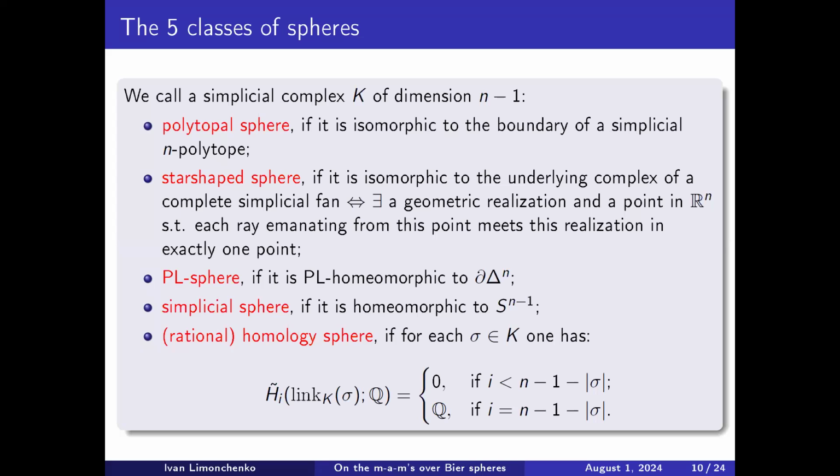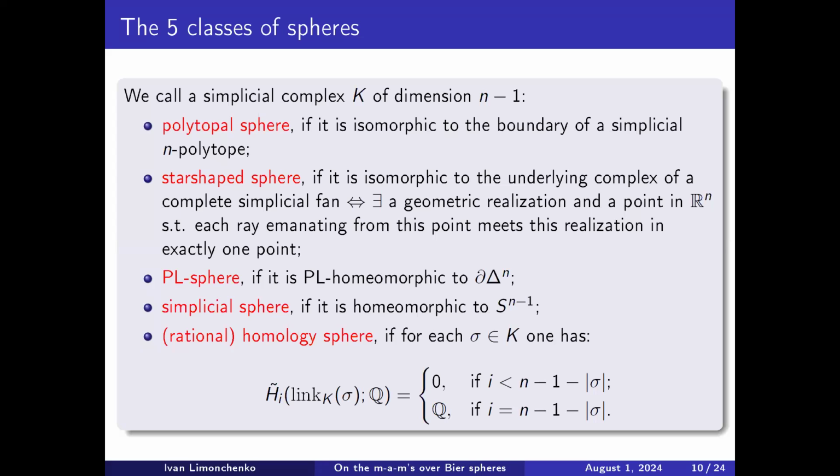Then a PL sphere is a simplicial complex PL homeomorphic to the boundary of a simplex of the corresponding dimension. A simplicial sphere or triangulated sphere, the most basic type of spheres we consider in toric topology, is just any simplicial complex whose polyhedron is homeomorphic to S^{n-1}. And finally, a rational homology sphere is a simplicial complex such that for each simplex the link is a homology sphere of the corresponding dimension. Here I just mention the formula for homology, but it basically means that it's a homology sphere of dimension n-1 minus the number of elements in sigma.